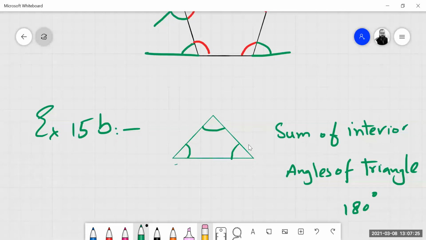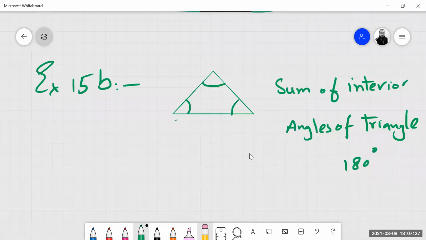Is this question number 1? Yes, this is question number 1. The sum of the interior angles of a triangle is always 180 degrees. This is a rule, keep it in your mind.